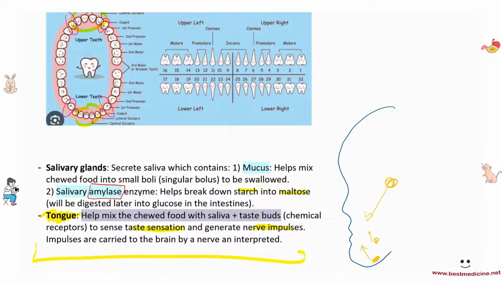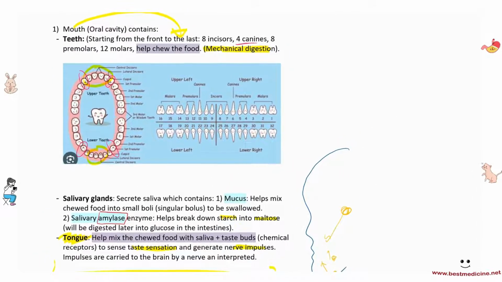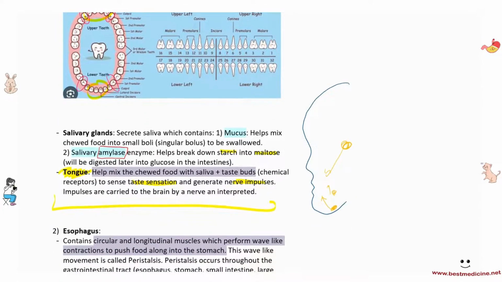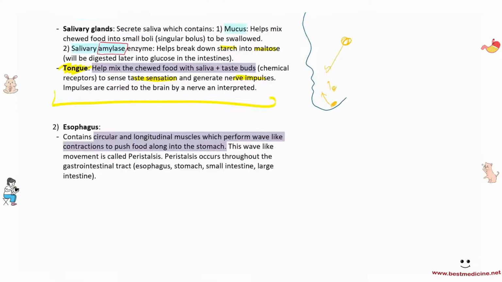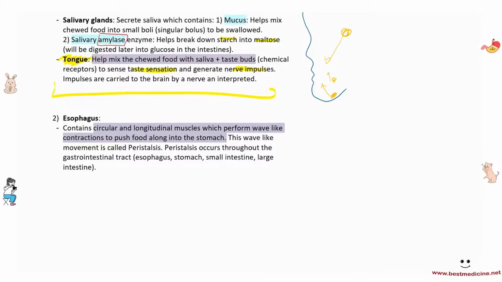So yeah, that essentially is the mouth. The mouth does 2 types of digestion. Number 1, mechanical or physical digestion by the teeth and the tongue. And number 2, chemical digestion by salivary amylase, right? It also contains mucus-producing salivary glands that are able to mix the food into small boli to be swallowed. It contains a tongue that helps chew the food and taste the chemicals in it. Then once it is swallowed, it goes into the esophagus.